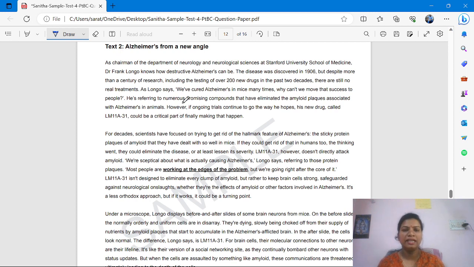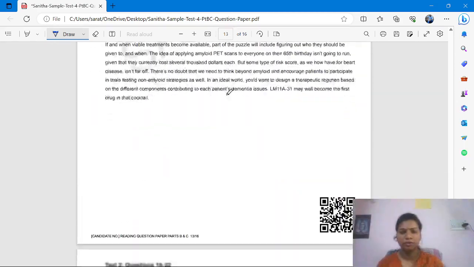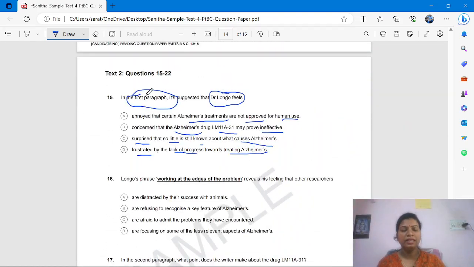So, we understood something. Then we have to connect our options with the paragraph. Come to the question. In the first paragraph, it suggests that Dr. Longo feels annoyed that certain Alzheimer's treatments are not approved for human use.